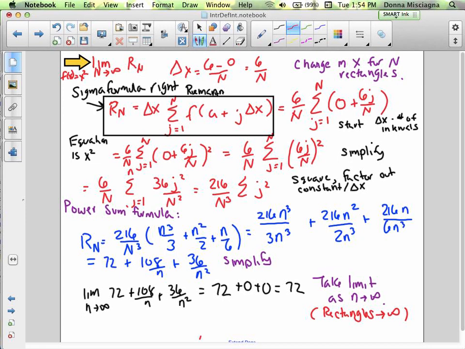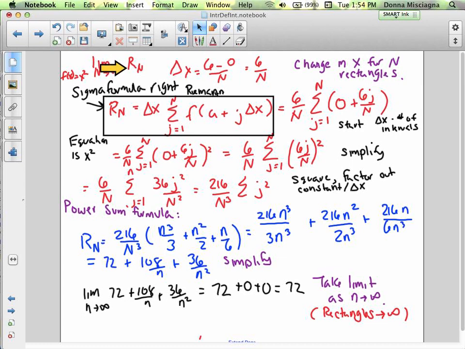All right, so to find the exact answer, we're going to take the limit of Riemann sums. The limit of Riemann sums. And we're going to take the limit of the right Riemann sum.